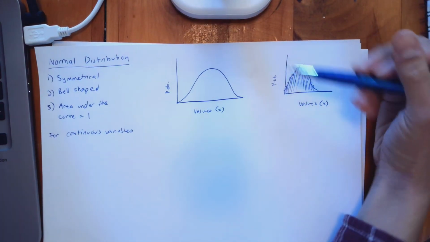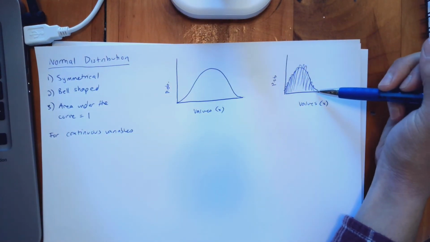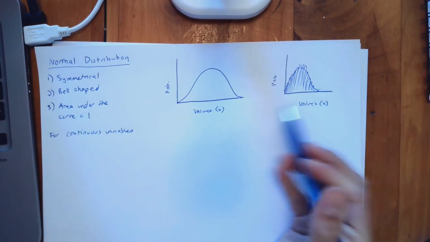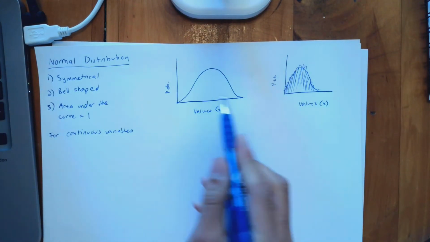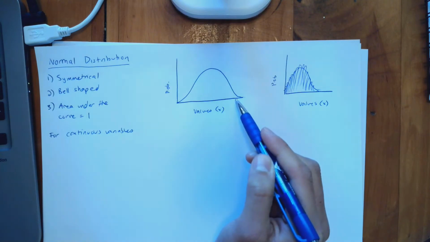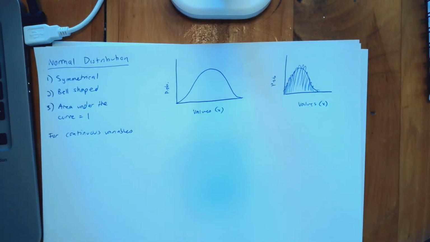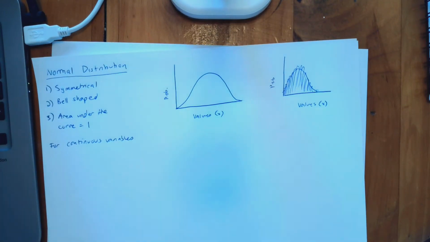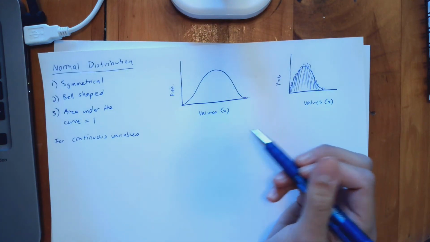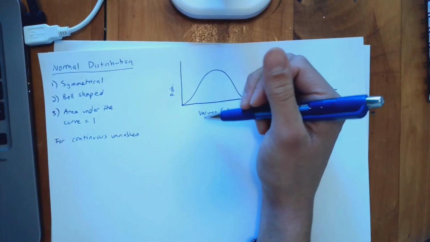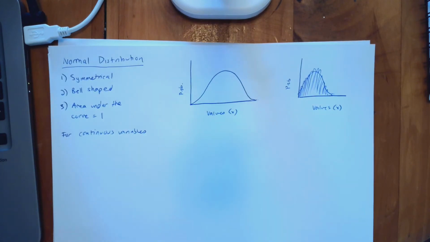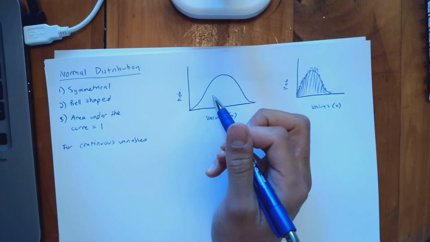So the key here is that everything under the curve adds up to 1. And when we look at it as a smooth curve here, we can just say that the total area in this shape under the curve equals 1. And often that's referred to as probability density, rather than probability itself. But we're just going to say the area under the curve is equal to 1.